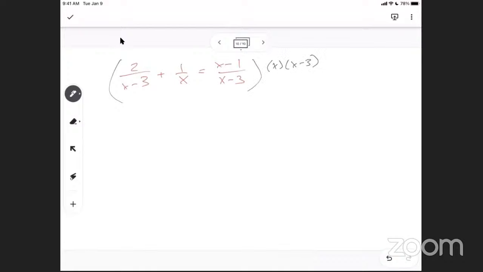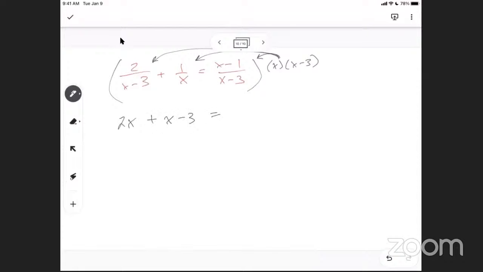Right? And remember, where are you multiplying that? In the numerator, which means you cancel the denominators. So what is the 2 ultimately going to be multiplying? It's just going to be x. Very good. What's this 1 right here going to be multiplying? x minus 3. So it's just x minus 3.